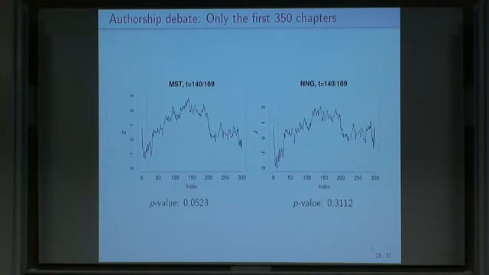Indeed, the p-values are all bigger than 0.05. So it seems that there is no significant evidence of a change of writing style in the first 350 chapters. And that is what we would like to see.